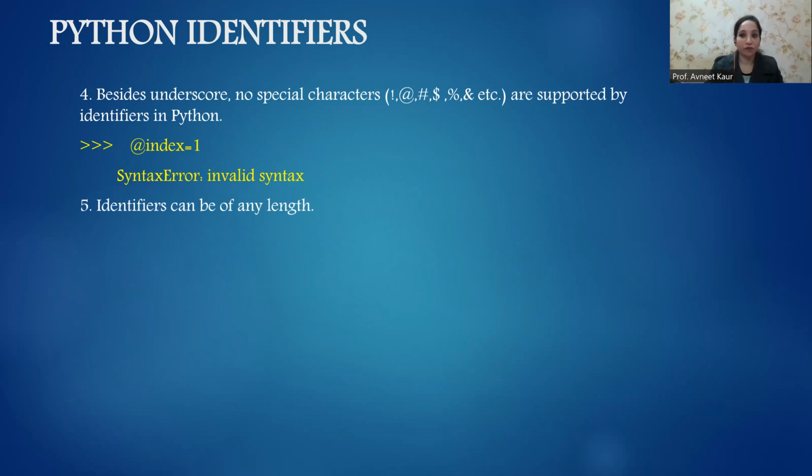Identifiers again can be of any length. It depends upon the readability factor of your program, how readable you want your program to be. So you can write a is equal to 10 also, you can write counter is equal to 10 also. It depends again on the programmer, what kind of name is suitable as per their need. So an identifier can be of any length.